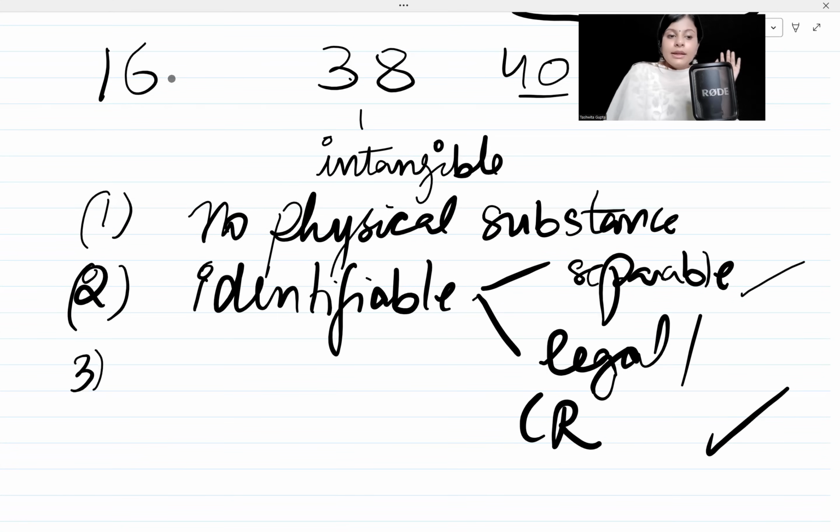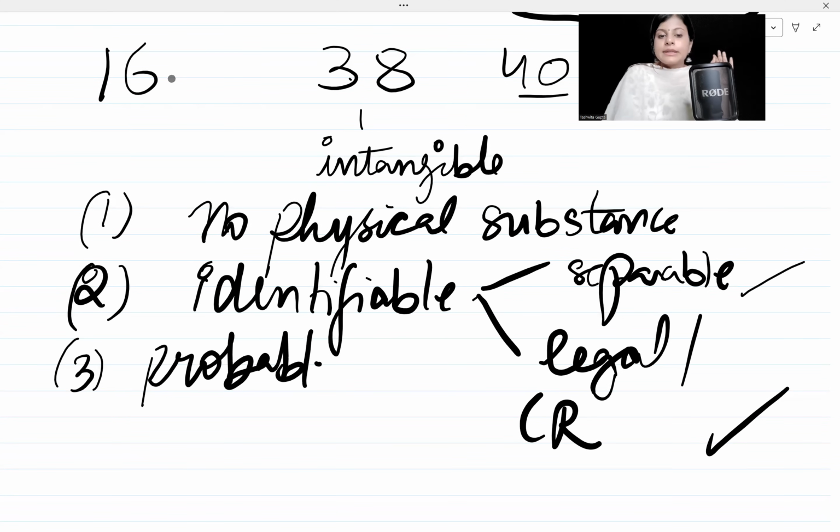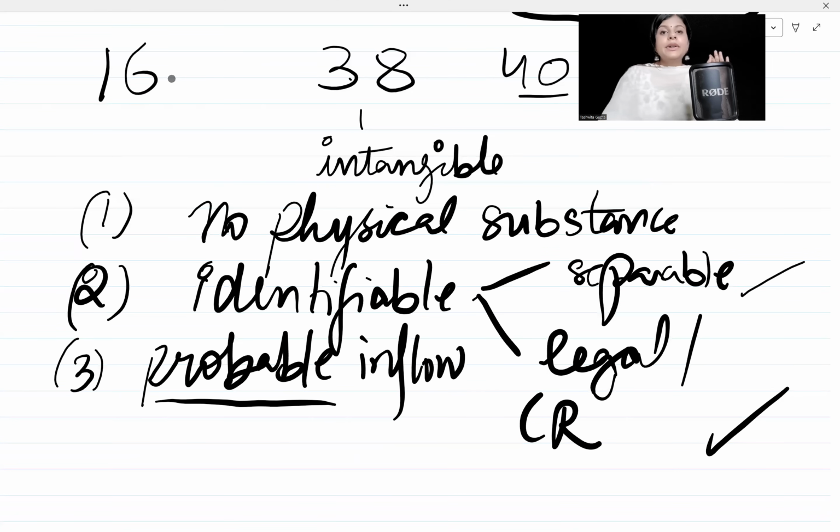Thirdly, you have a probable inflow of economic benefits. Can you see the conflict here? I told you the conceptual framework doesn't talk about probability in the definition of an asset, but still intangible asset is talking about this probability concept. So can you see the conflict? And wherever there is a conflict, IFRS will win. So yes, IS 38 is in conflict with the conceptual framework, still IS 38 is going to win. So probable inflow. And lastly, you can make a reliable measure of it.